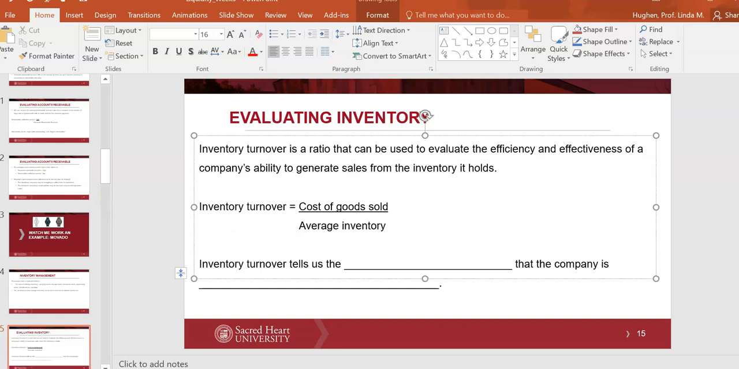We know that the purpose of holding inventory is so that we can sell it. So why do we use cost of goods sold as the numerator rather than sales revenue? What's the difference between sales revenue and cost of goods sold? It's the markup that we put on our goods. About how much do we mark the selling price above cost? We want to isolate that markup by simply looking at cost of goods sold compared to the average inventory. Inventory turnover tells us the number of times per year that the company is selling its inventory.